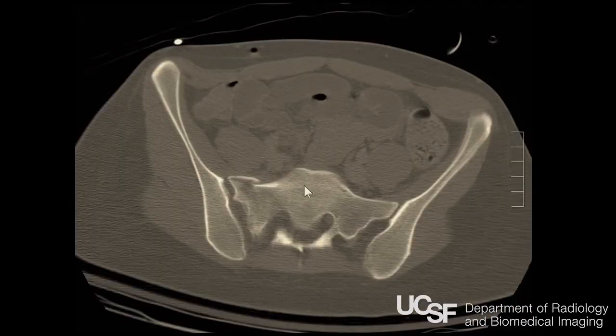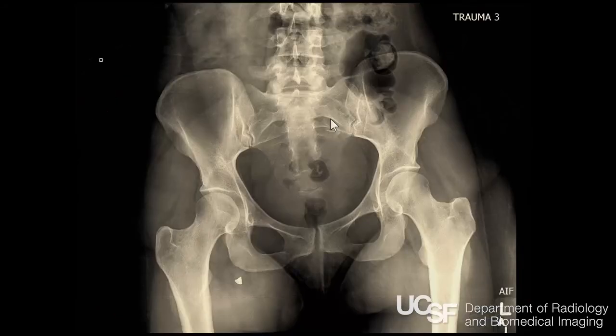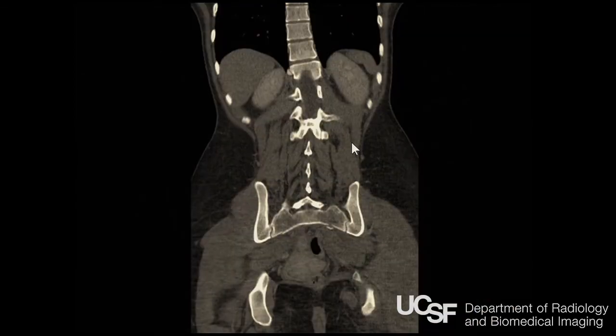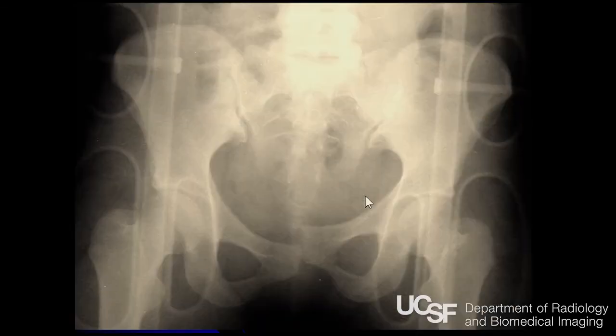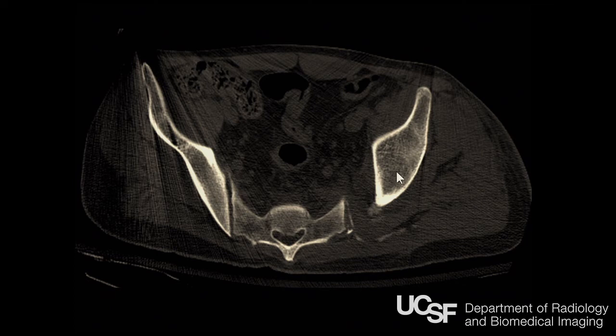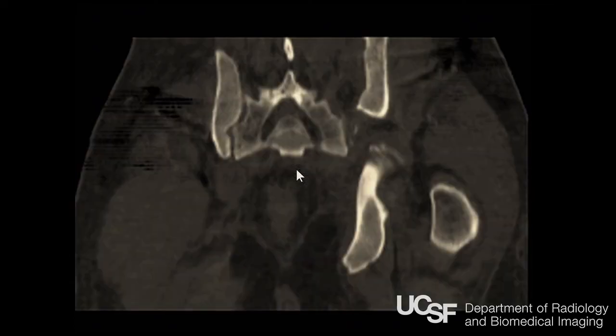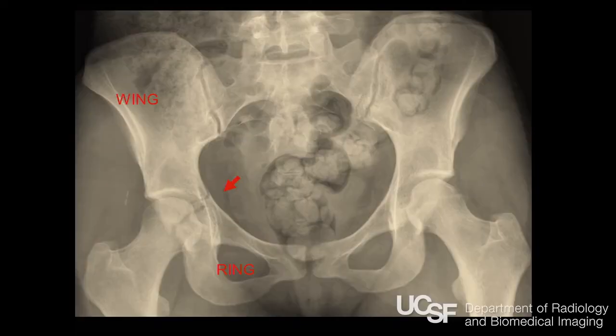So here's a compression injury. Here, it disrupted arcuate lines with overlapping. And here's a CT scan showing the fracture. Another mechanism is vertical shears, and these have a high incidence of hemorrhage. You want to look at the relative position here. Obviously, this is not parallel with that. That's a vertical shear injury, and that's a really serious bleeding injury.